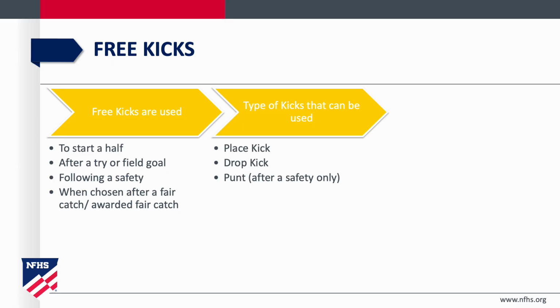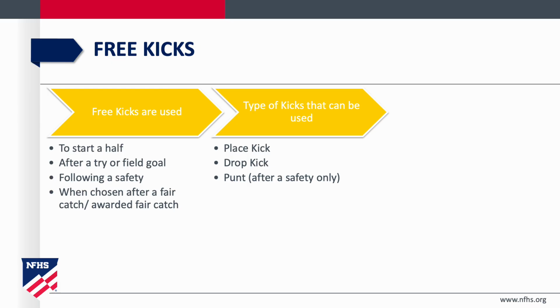During a free kick, there are a couple of different kick types that can be used. The most commonly used is the place kick. This is where the kick is made from a fixed position, either on the ground or on a tee. A teammate can hold the ball in place for the kicker if they so choose and can be in the neutral zone while doing this.